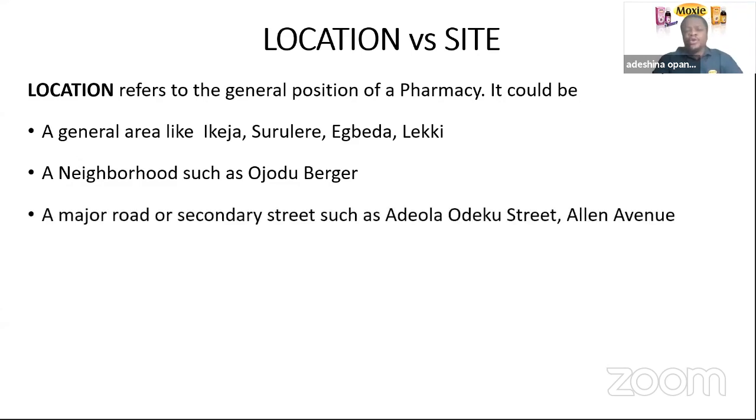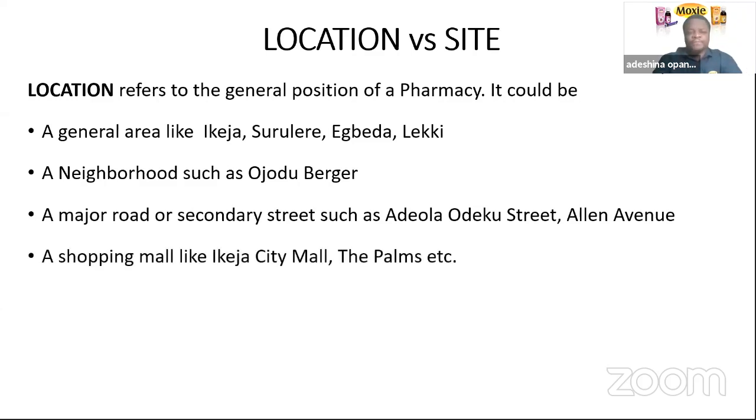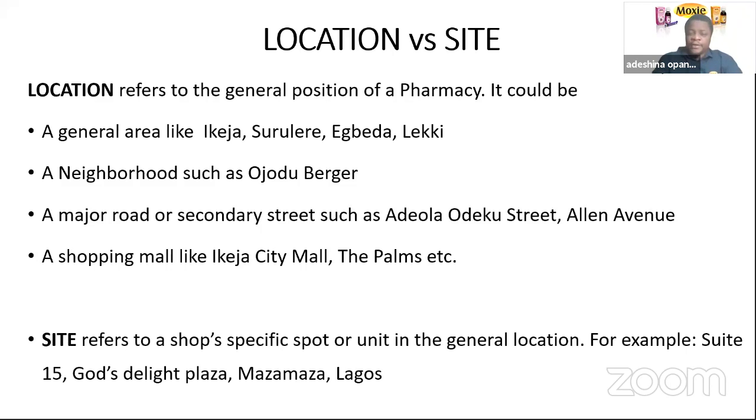It could also be a major road or a street or secondary street. So Fox Road, Aba, Adiola Odeku, those can also be termed locations. It could be a shopping mall, like Ikeja City Mall, the Palms, those can be referred to as locations.